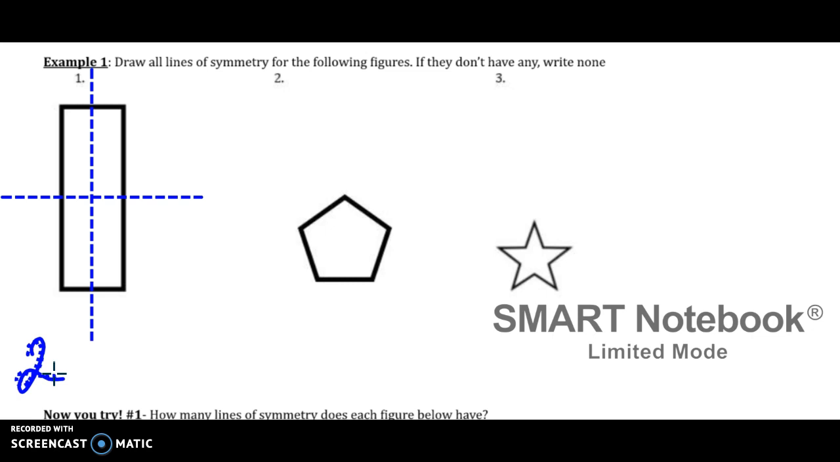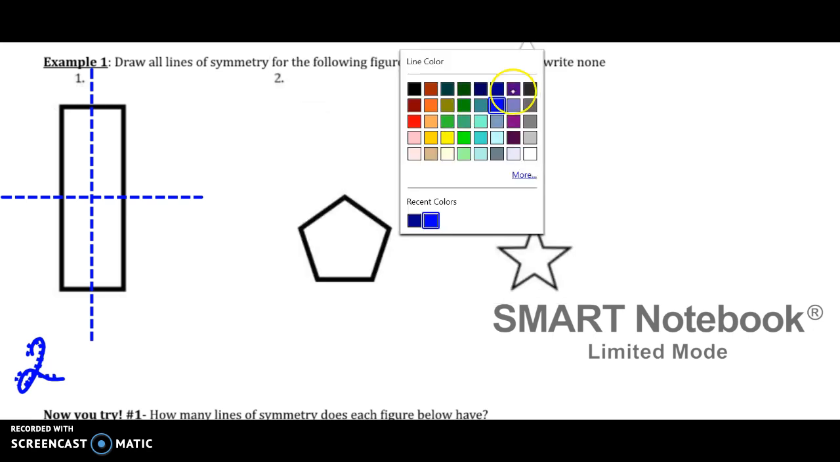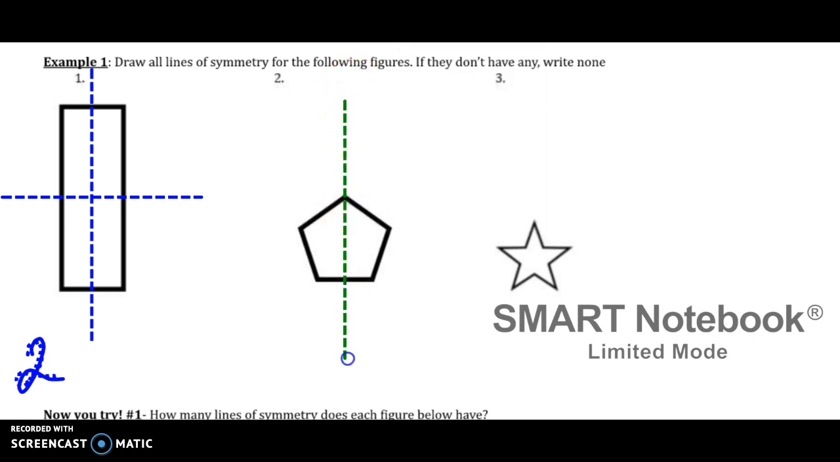This is a regular pentagon. All 5 sides are the same. So let's again draw our lines of symmetry for this figure. Okay, so vertically I can fold the pentagon into 2 congruent halves.